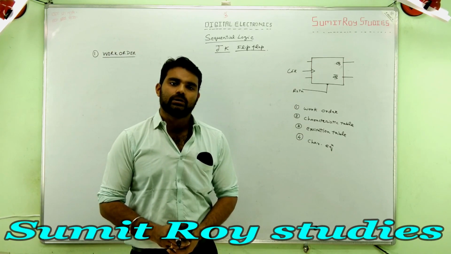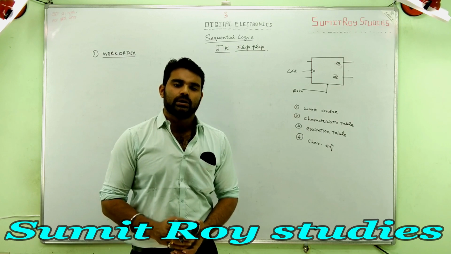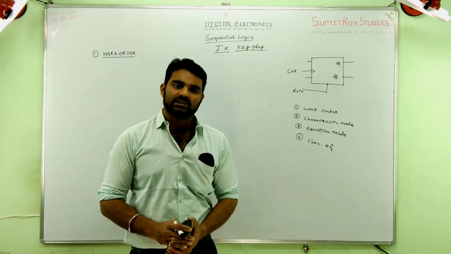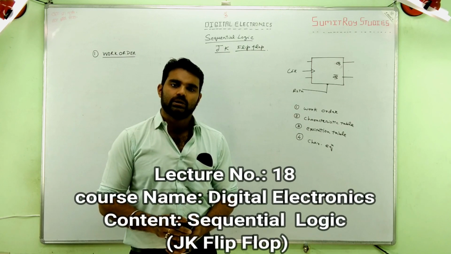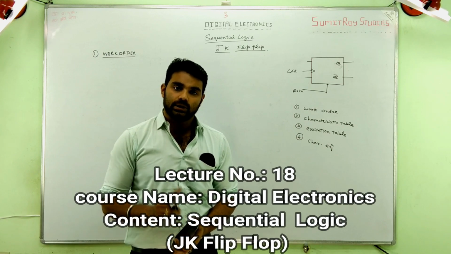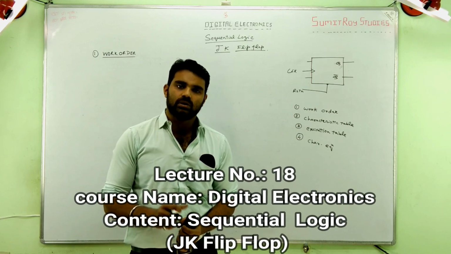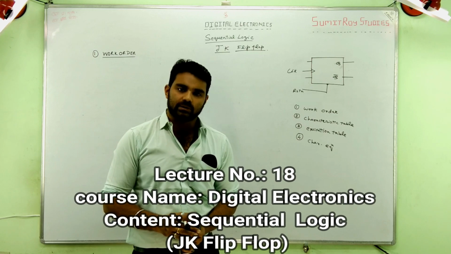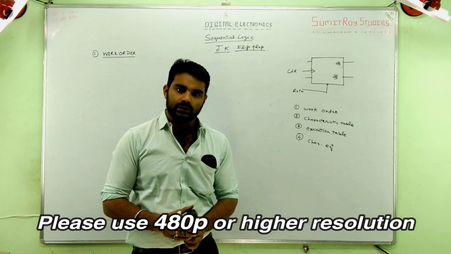This is Sumit Roy and we'll study JK flip-flop today. In the last class we discussed the SR flip-flop and there was a drawback in it. The drawback was that during S and R both 1-1, the output remains indeterminate. That is, it cannot be decided.